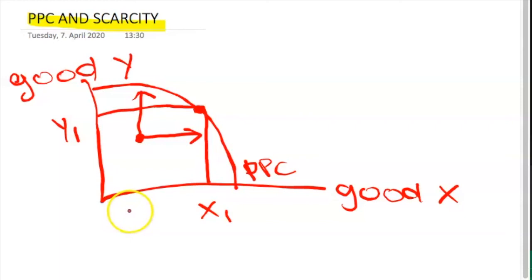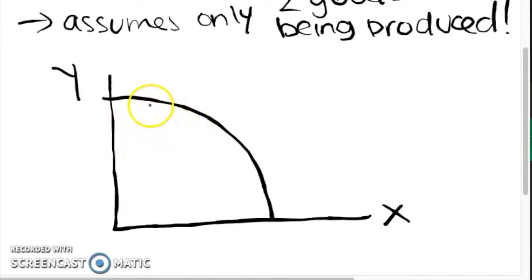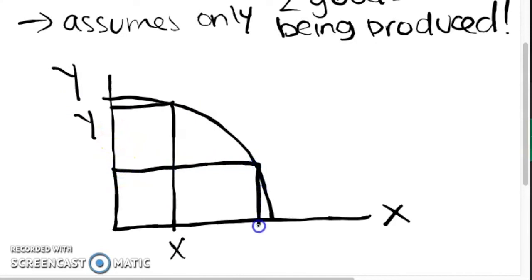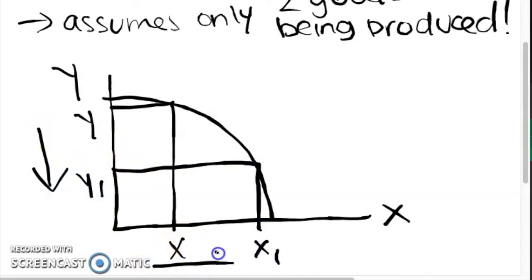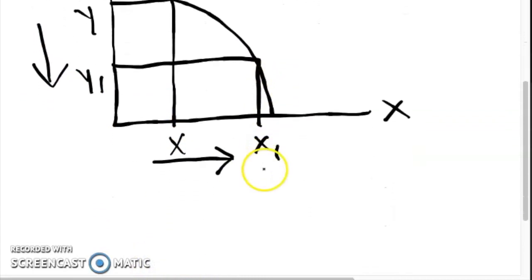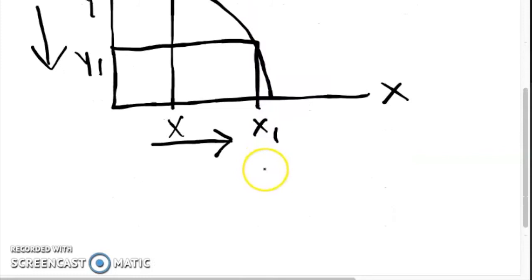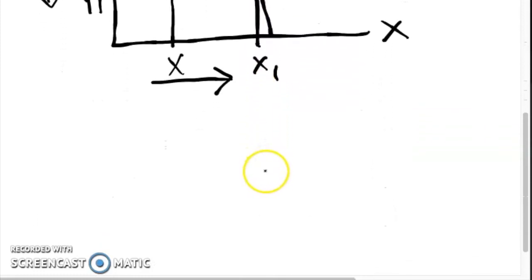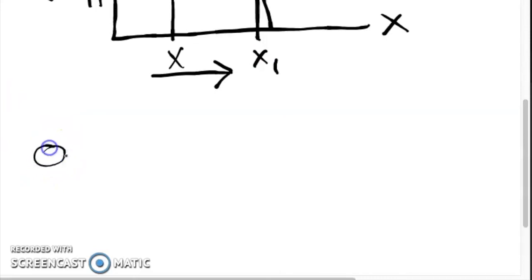But the reason that the PPC helps us understand choice is because the curve is downward sloping. Let's say initially I'm producing this much good X and this much good Y, and then I want to produce more of good Y. If I want to produce more of good Y, then I immediately have to produce less of good X, right? And obviously this shows that a decision has to be made. If I want to produce more of good X, I have to produce less of good Y because I only have so many factors of production. So this is how the PPC reflects choice and how it reflects scarcity.